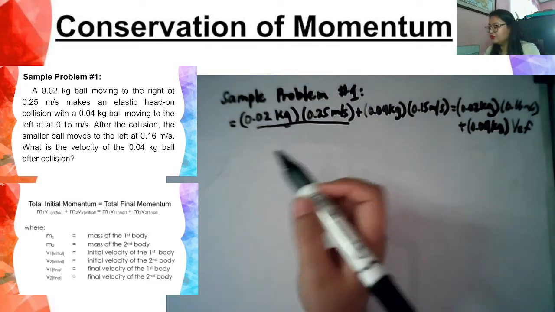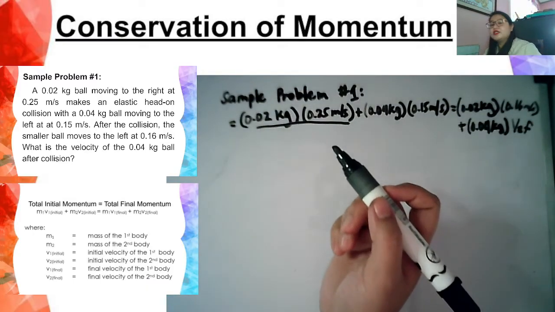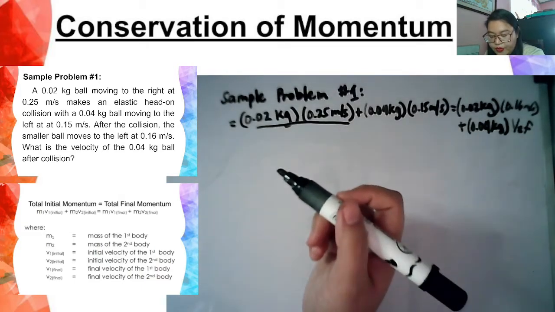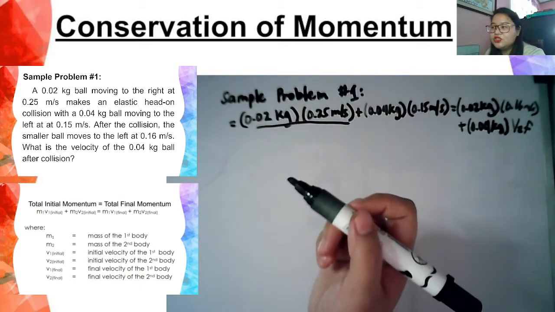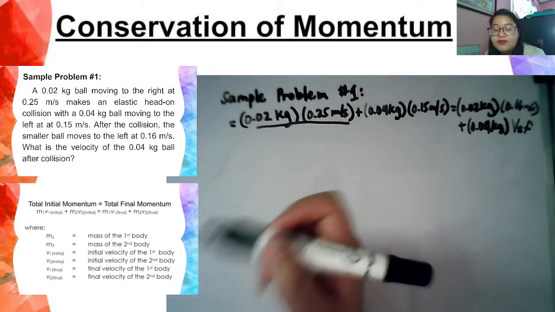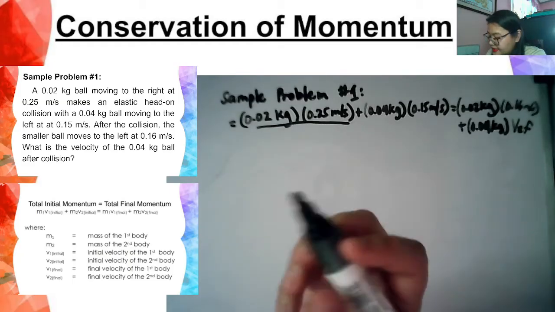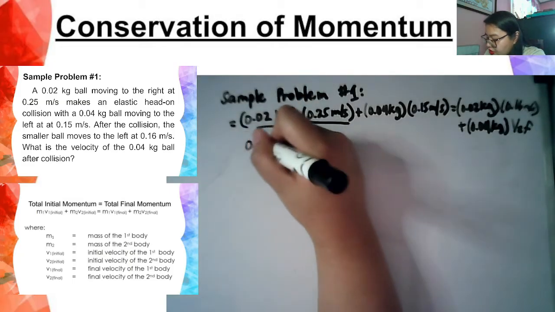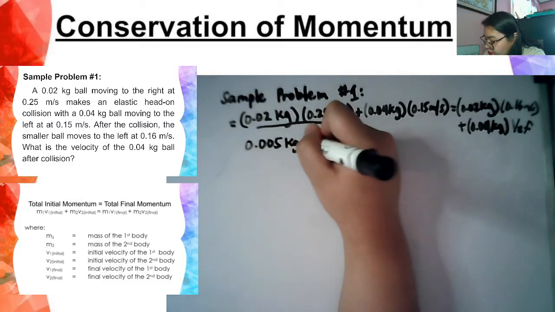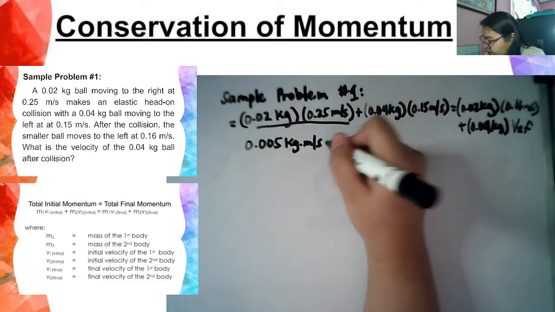So, 0.02 kilogram times 0.25. Actually, the answer is 0.005. Since sobrang liit niya, hindi na natin siya i-round off to 2 decimal places. Okay? So, 0.005 kilogram meter per second.